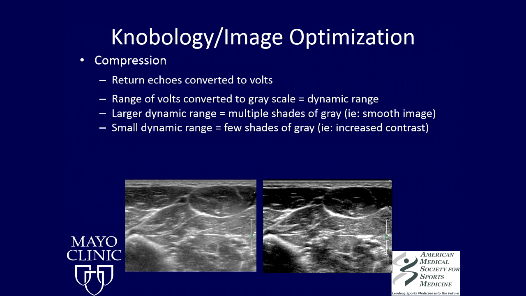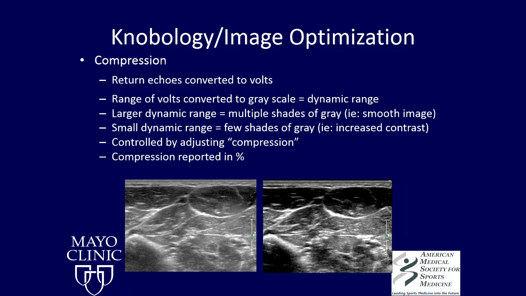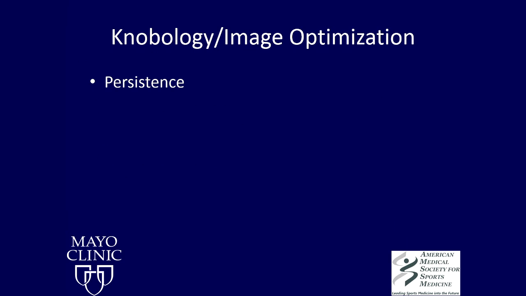Both of these have their advantages and disadvantages, and to some degree you have to look at what dynamic range looks best to your eye and then choose it accordingly. The dynamic range is adjusted by your compression, and compression is reported as a percentage of the dynamic range.